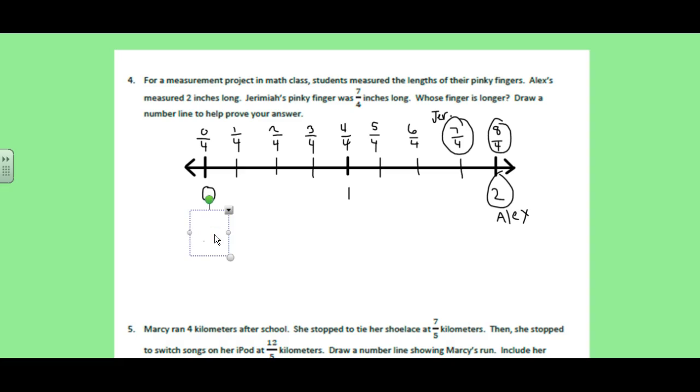It said draw a number line to help prove your answer, so it didn't really say that we had to explain our answer, it just said draw a number line to help prove your answer, and since we circled 7/4 and put that that was Jeremiah's, and since we circled 8/4 and 2/4 and put that that was Alex's, this number line pretty much explains why we're putting the answer that we're putting. So Alex's finger is longer, and that's all we have to put because our number line explains why we are putting that.